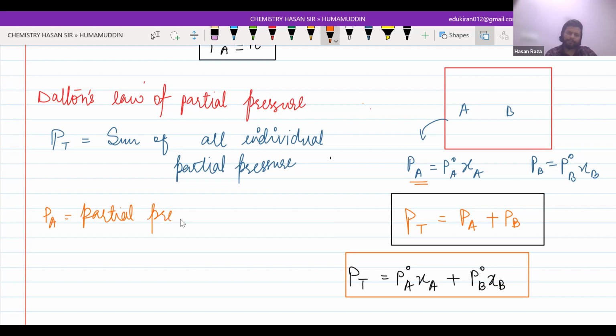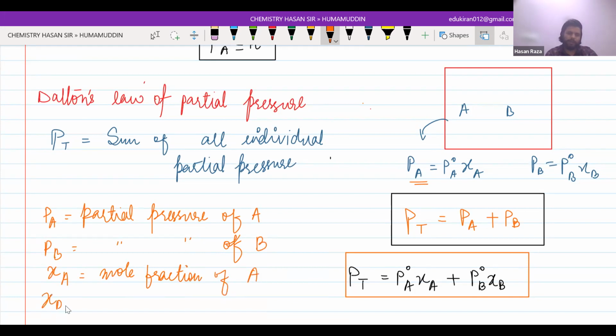PA is the partial pressure of A. PB is your partial pressure of B. Zeta A is equal to the mole fraction of A. Zeta B is equal to the mole fraction of B. And also PT is the total pressure of the solution, or pressure of the solution, you can write.